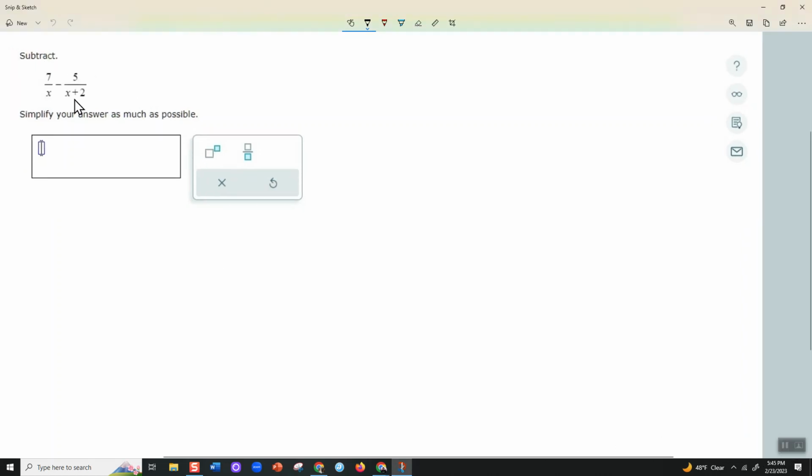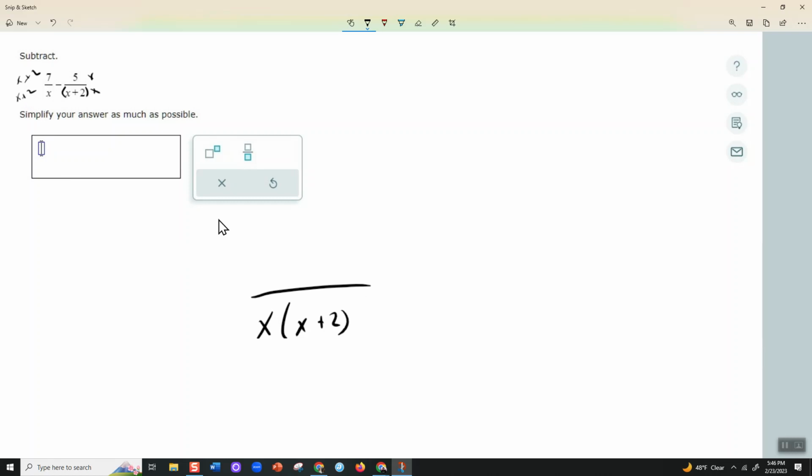Number 4. We need to get a common denominator here. This is a whole binomial here, so I can't just add 2. It does not work. It's not going to do the same thing and create an equivalent fraction. So I have to basically multiply this one times x plus 2, top and bottom, and I got to multiply this one by x, top and bottom. So my denominator is going to be x times x plus 2.